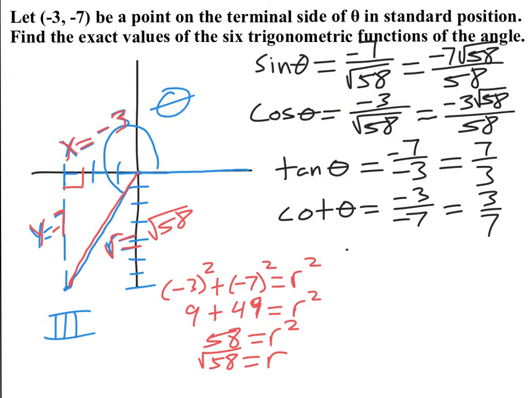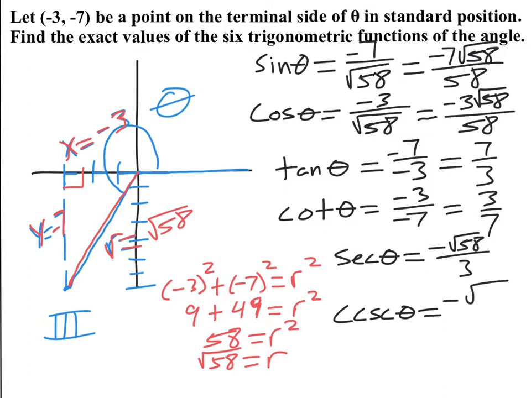Let's go to secant. You can think about secant one of two ways. You can just go off its definition, right, that it's r over x. Or you could just flip cosine. Negative square root 58 over 3. Cosecant, same deal. It's r over y, or you could just flip sine. Either way, negative square root 58 over 7. Okay?